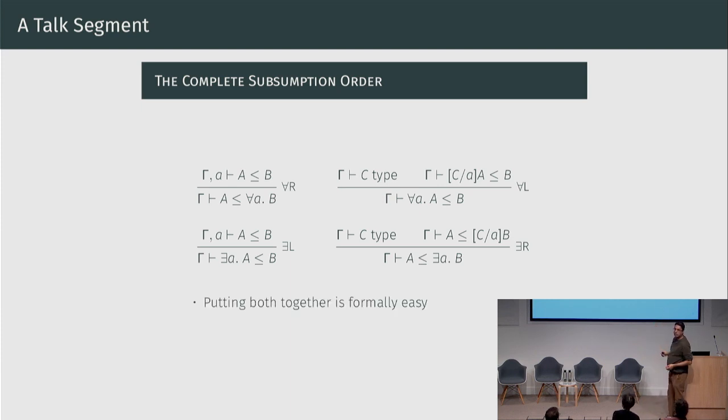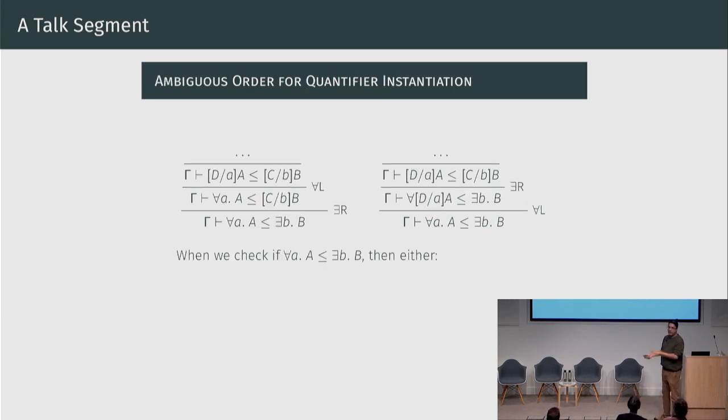And this is the place where you're going to have some problems. It's easy to stick both sets of rules in the system, but it creates a problem. And the problem is that the order in which you can use these rules becomes ambiguous. So if you're checking that for all A is a subtype of B, then there are two possible ways of doing it, and neither one is strictly better than the other.